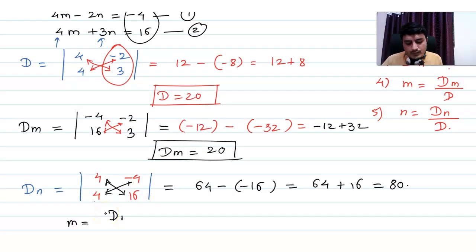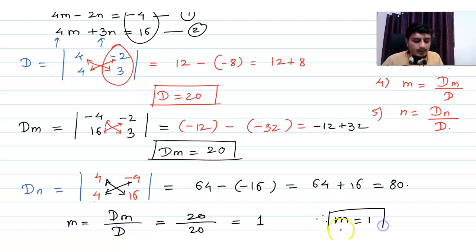As per Cramer's rule, we have m equal to Dm divided by D. Dm value is 20 while D value is 20. 20 divided by 20 we have 1. So the value of variable m we are getting here is 1.